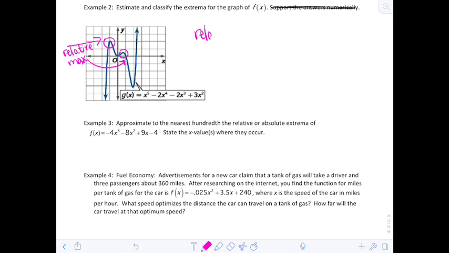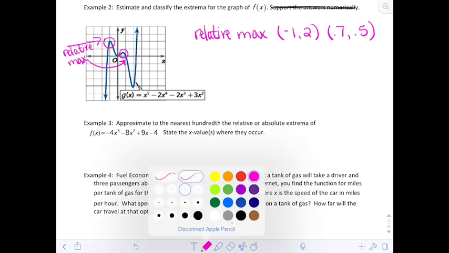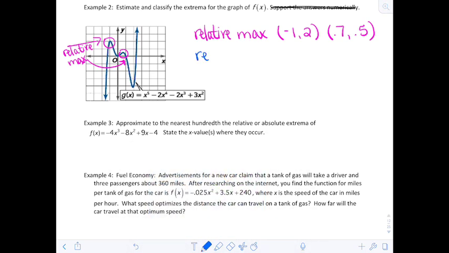Let's approximate. So relative maximums. As I look at this graph, I can see that this first one here on the far left is maybe at (-1, 2). And then this other one, we're going to have to ballpark this, maybe at (0.75, 0.5). So maybe we'll say (0.7, 0.5). Okay, so relative max. All right, let's look at relative mins.